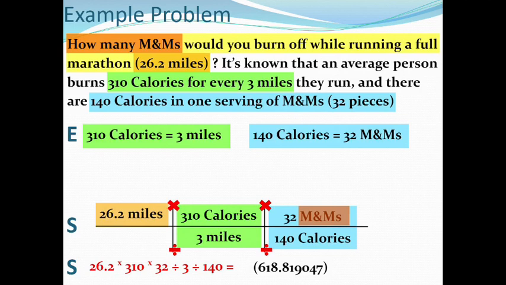618.819047. And hopefully your sig fig instincts are saying, that seems like a lot of numbers to write down. I don't think we need to write that many, but there's a lot of numbers here. Which ones do we use to round?